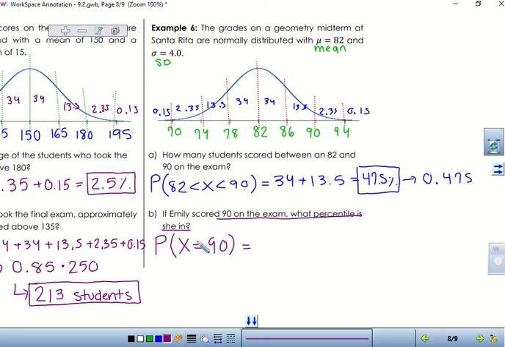So if somebody scored a 90, that's a pretty good score, right? So you can add up everything below 90. That's one way to do it. Or you can do 100 minus these two, which I think is a little bit easier. Either one will give you the right answer. And that gives me 97.5%.